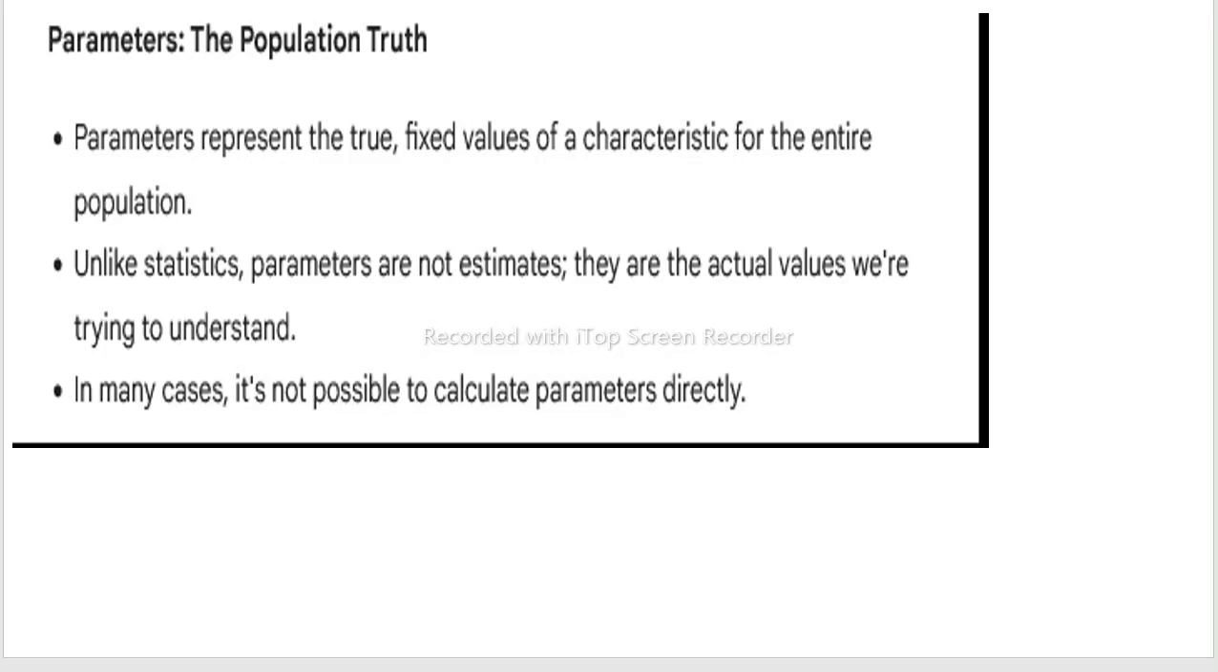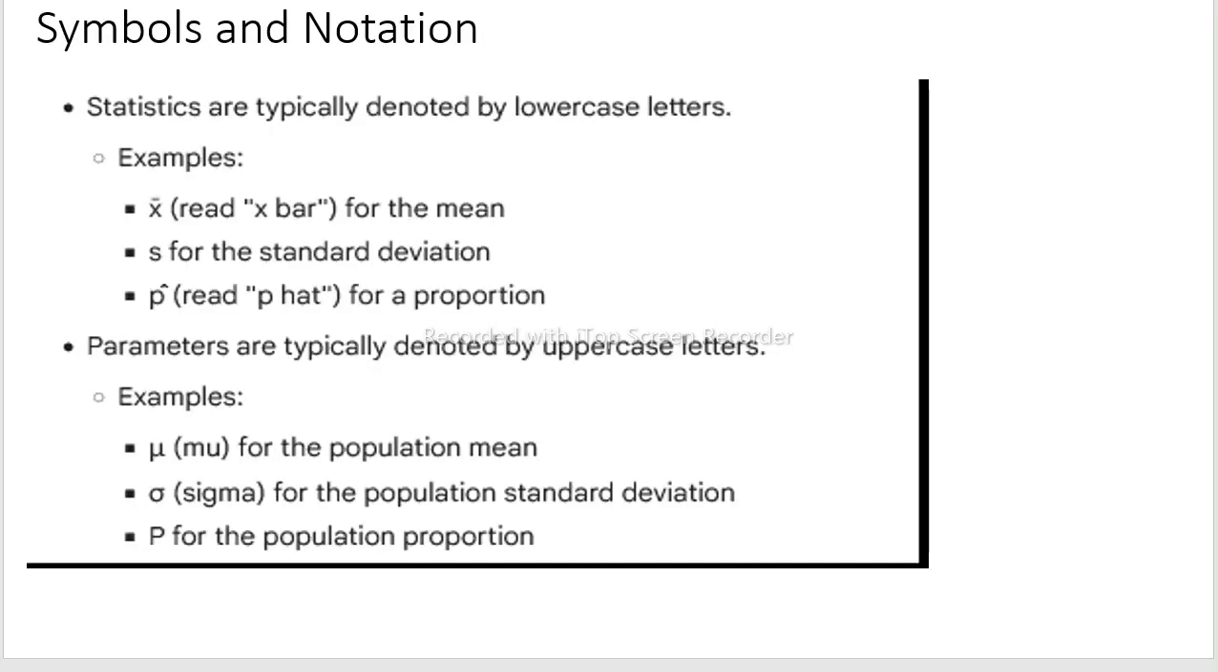While parameters represent the ideal scenario, they are often not readily available. This is why statistics calculated from samples become our best tools for approximating population characteristics. Just like mathematical formulas have symbols, statistics and parameters have their own notation. This notation helps us distinguish between estimates, statistics, and true population values like parameters.